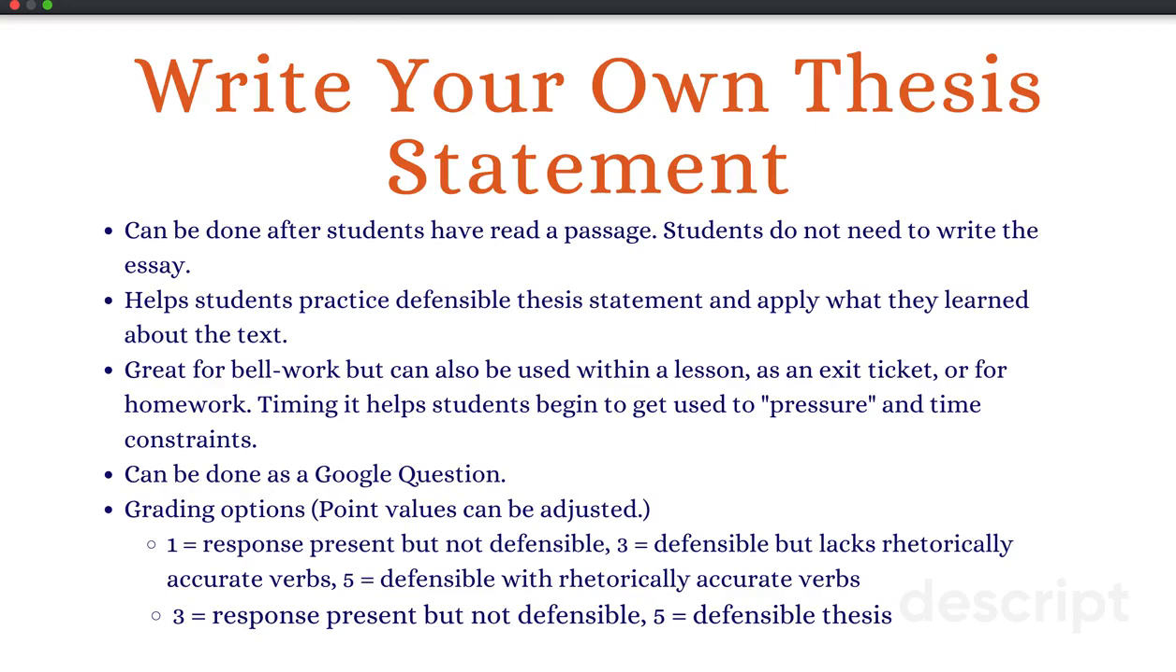So if you're looking for a different option that might be a little bit more lenient towards students as they're learning this, then you could do maybe 3 points for something that's present but not defensible, and then 5 if it's defensible. So literally, if they write a defensible thesis, they could get the 5 points, kind of like a completion grade. So regardless of how you set it up, that's a quick and easy activity as well.